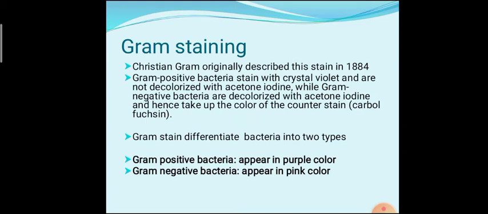So gram stain differentiates bacteria into two types. On the basis of gram staining, Christian Gram classified bacteria into two types: gram-positive bacteria and gram-negative bacteria. Gram-positive bacteria appear in purple color and gram-negative bacteria appear in pink color. Whenever we make the slide from the gram stain, we then do microscopy also. In microscopy, gram-positive bacteria appear in purple color, while gram-negative bacteria appear in pink color.